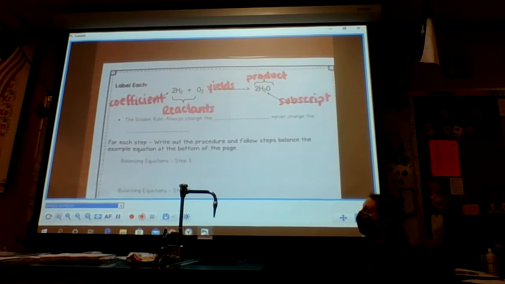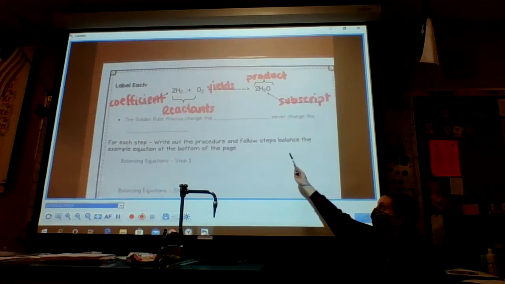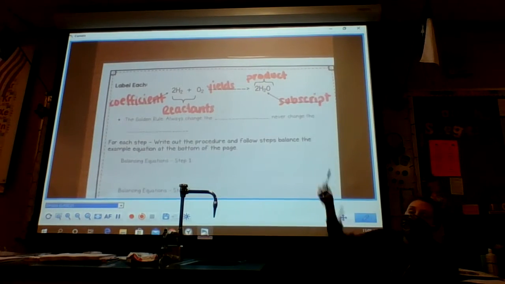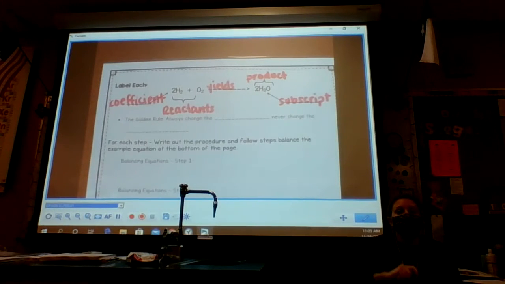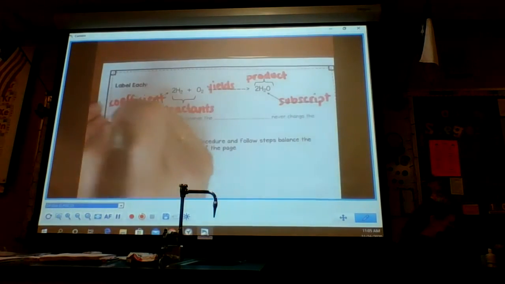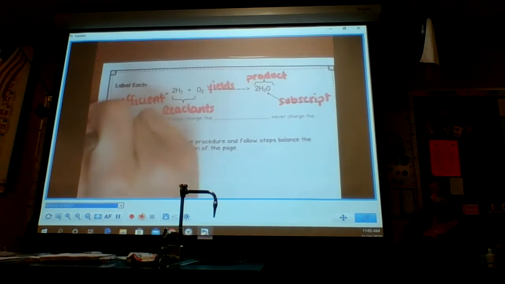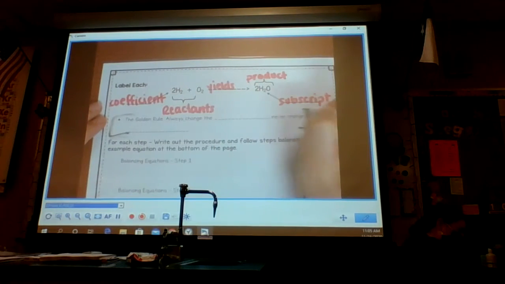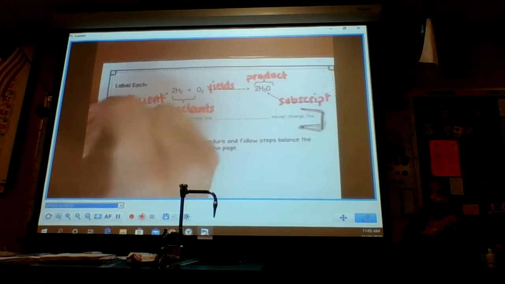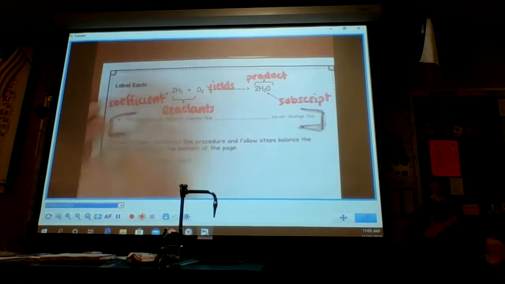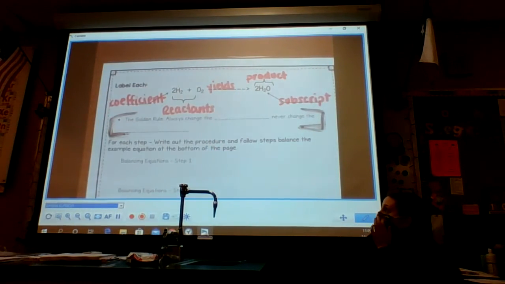Okay, so there will be test questions that kind of look like this, where there's parts of the equation, and there's a blank for you to fill in, and you have to label the different parts. Okay, coefficient, subscripts, yields, reactants, and products. I need you to make this bullet point super obvious on your paper. Box it, put 5,000 stars around it. It's going to be a big deal when we balance equations.